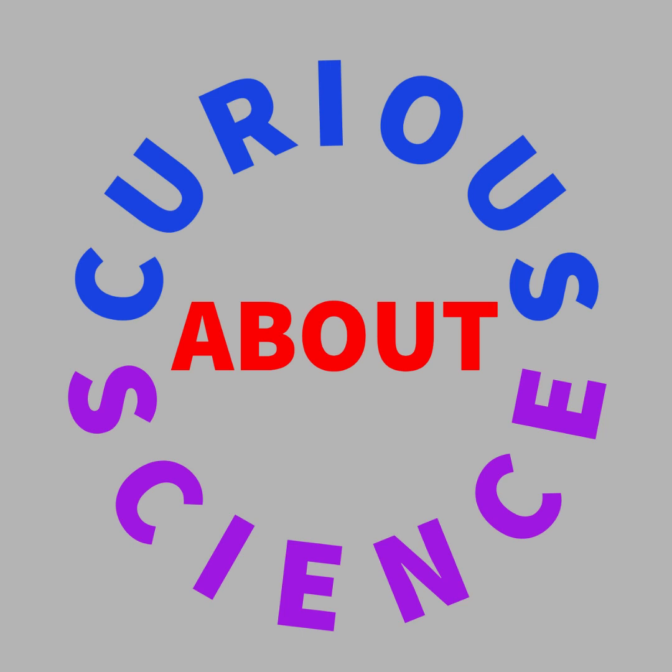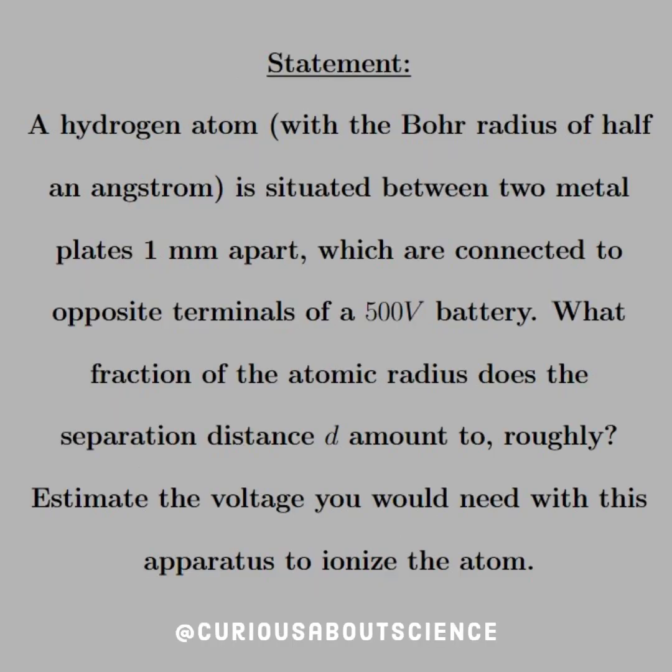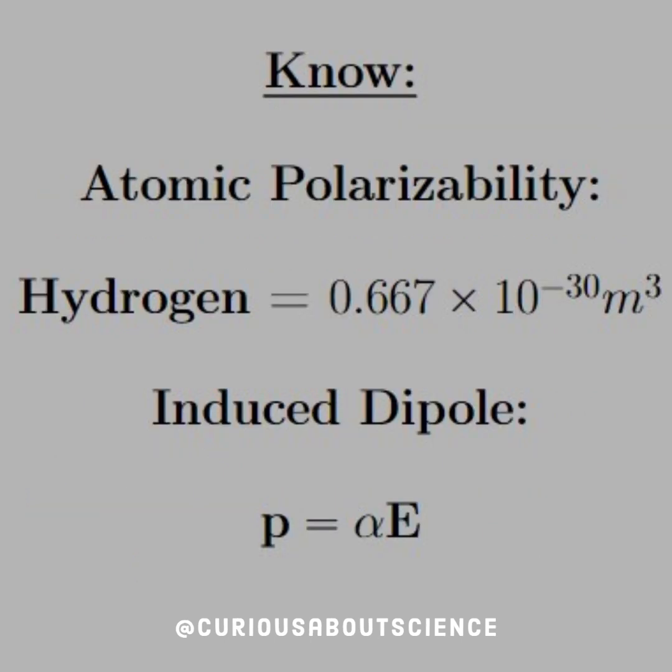Alright, back again. Our first question in chapter 4 is, a hydrogen atom with the Bohr radius of a half an angstrom is situated between two metal plates 1 millimeter apart, which are connected to opposite terminals of a 500-volt battery. What fraction of the atomic radius does the separation distance d amount to, roughly? Estimate the voltage you would need with this apparatus to ionize the atom.